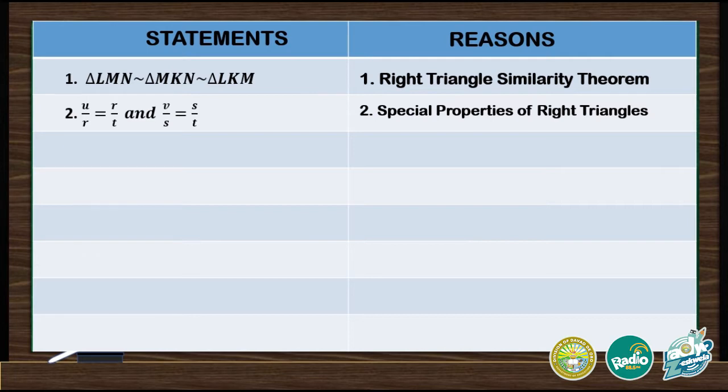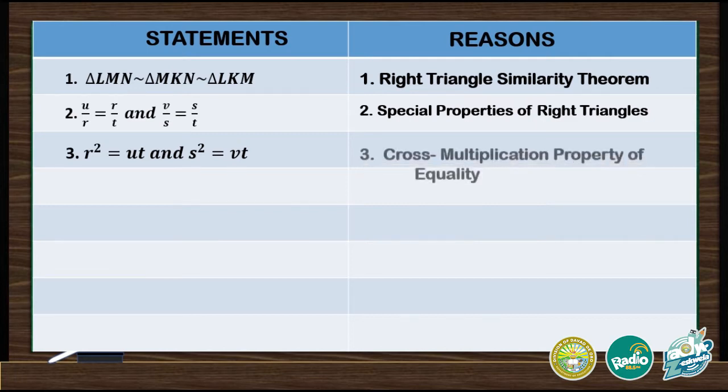The hint for the next statement is you need to cross-multiply the terms of the proportions in statement 2. What should be the answer? Correct! R squared equals UT and S squared equals VT. And the reason is cross multiplication property of proportions.